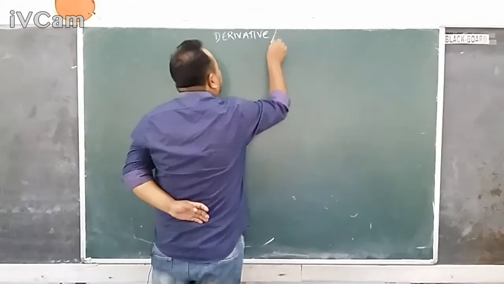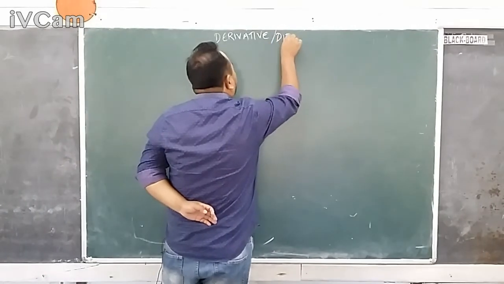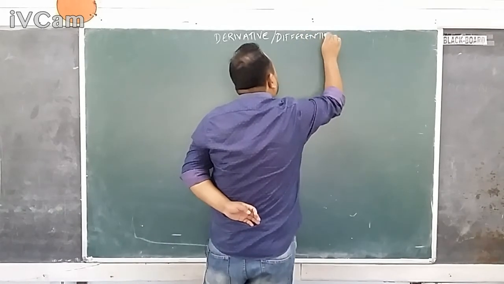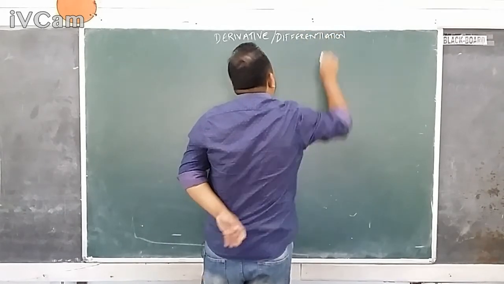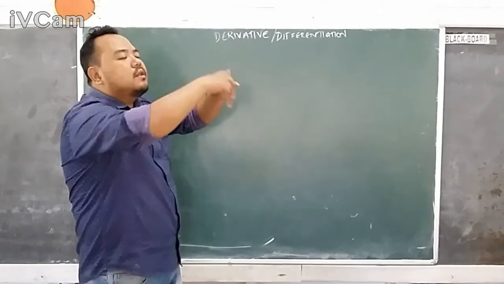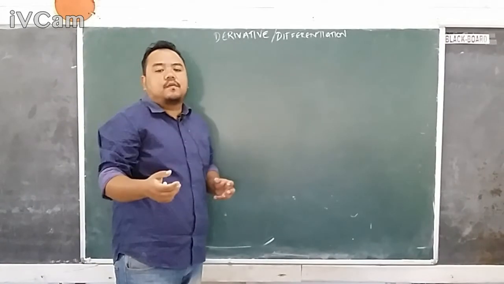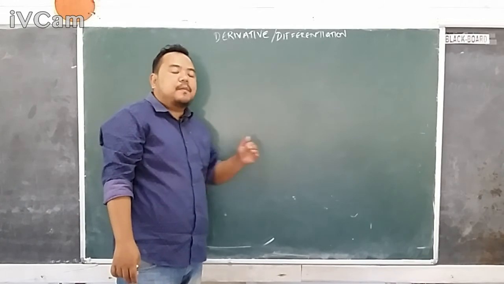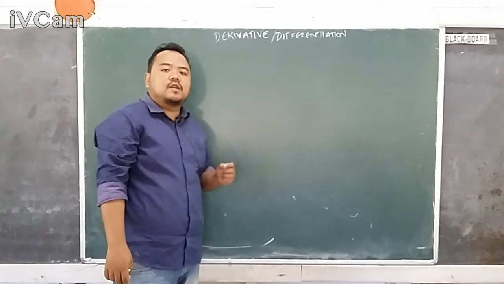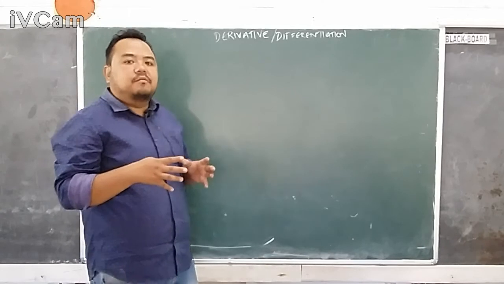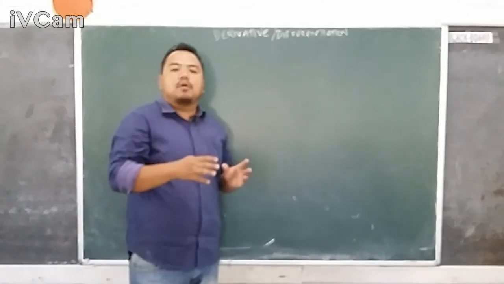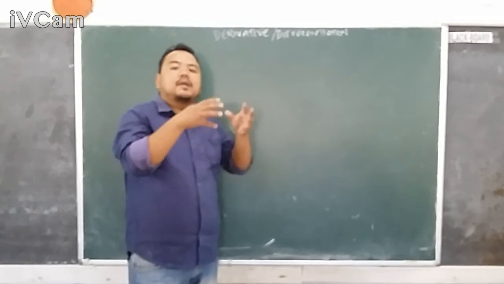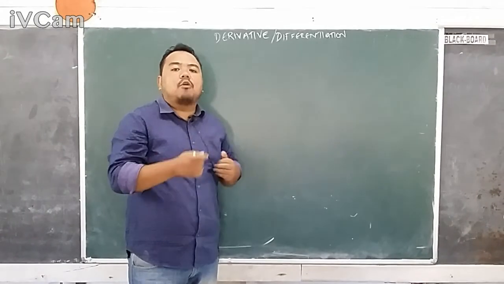So let us begin. This is called derivative or differentiation. Differentiation means you are breaking the function into smaller parts. Is that clear? You can differentiate n number of times depending on the function. So once again, what is differentiation? Derivative means you are breaking the function into smaller parts, whereas integration means you are accumulating smaller parts and making it big. So derivative and integration are just opposite to each other.